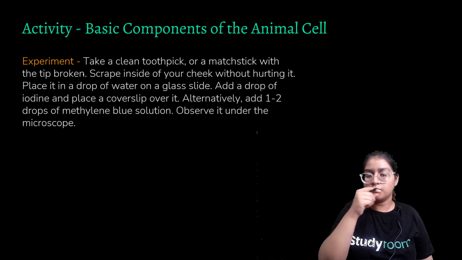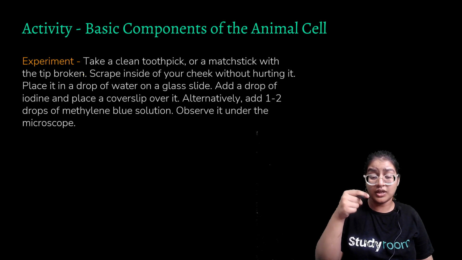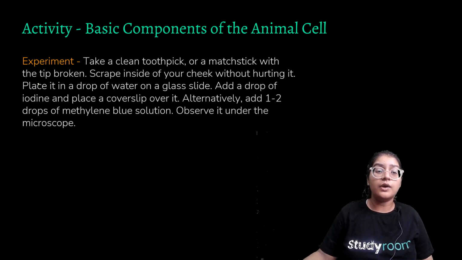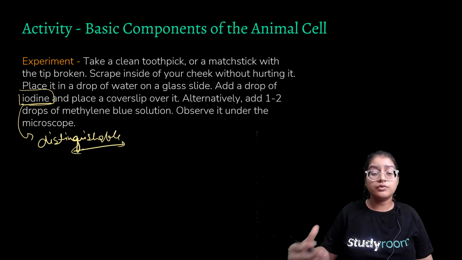When you remove the toothpick, you have to place the substance that you collected in water on a glass slide, and you have to add iodine. So you can see we are adding dyes here, and dyes make it more distinguishable, and we can distinguish between certain cell organelles, otherwise it would be more confusing.